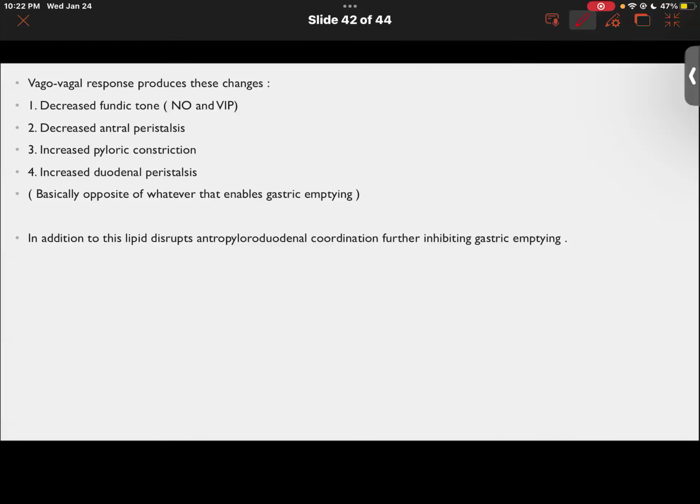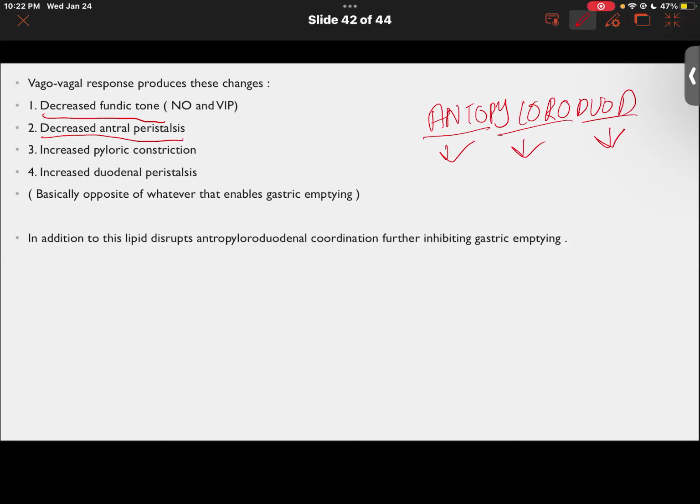So what do you think? We talked about the antropyloduodenal thing, right? We need the antrum to be contracting, the pylorus to be relaxing, and the duodenum to be relaxing. So now we don't want the food to go because the vagal is saying no, don't let the food go. So in this case, we have the opposite. Decreased fundic tone. We're going to have NO and VIP, which relaxes the fundus, which means there's not going to be contraction pushing it towards the antrum. So the food is going to stay in the fundus.